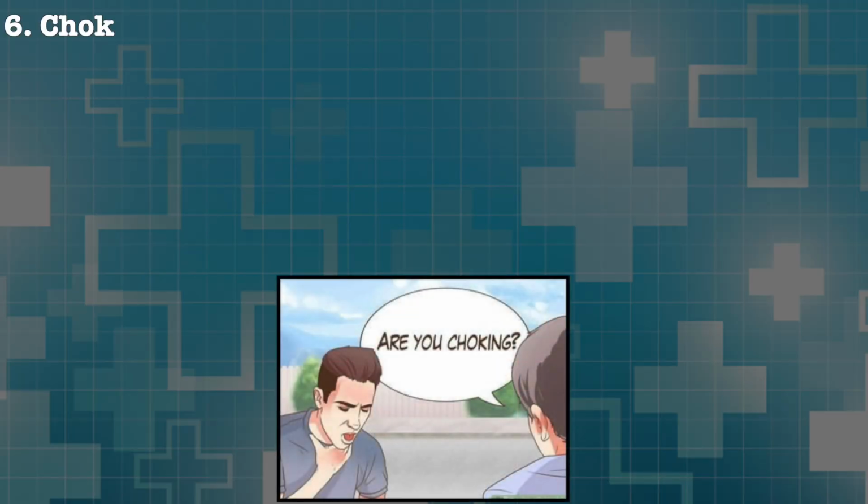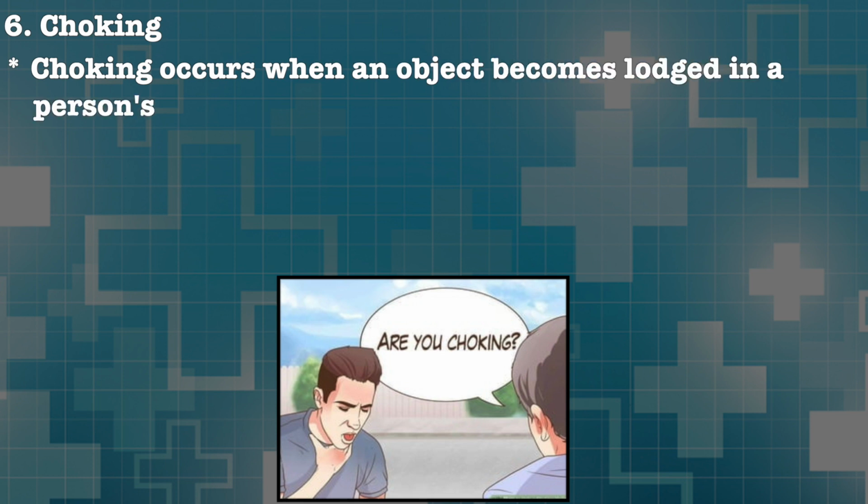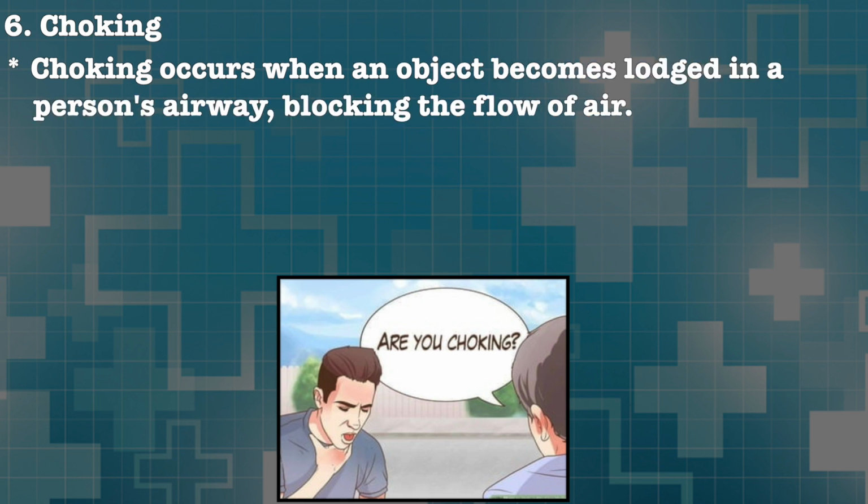Dear learners, let us see our next point, that is choking. How to help a choking person. Choking occurs when an object becomes lodged in a person's airway, blocking the flow of air. It's essential to act quickly and effectively to help a choking victim. Let us see what steps we have to perform for a choking victim.